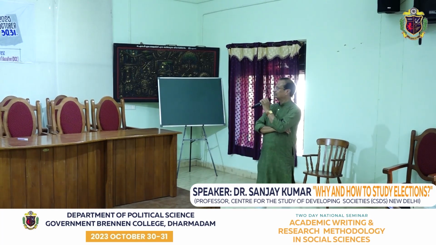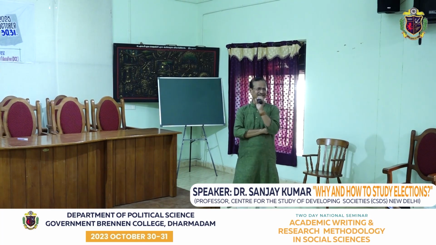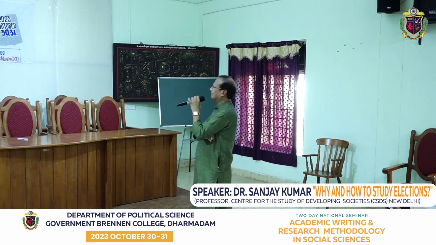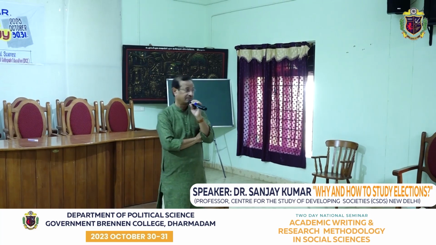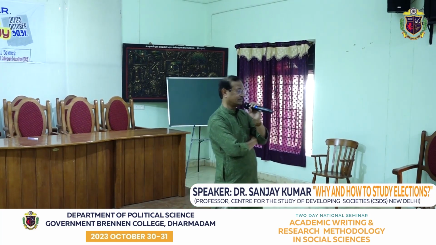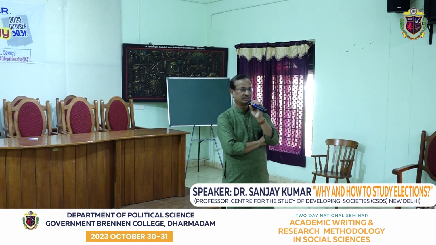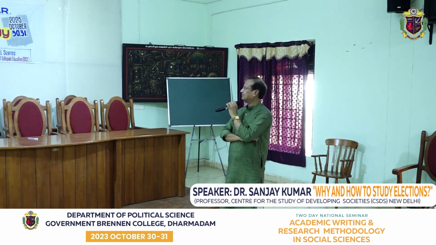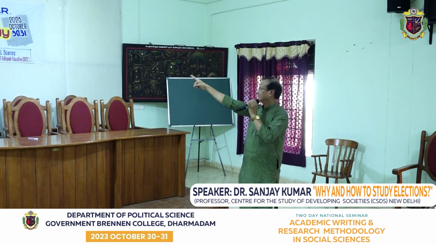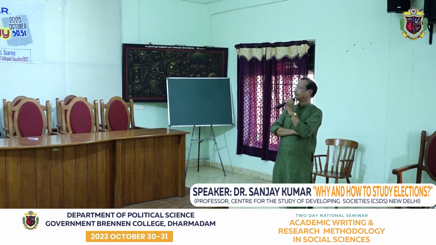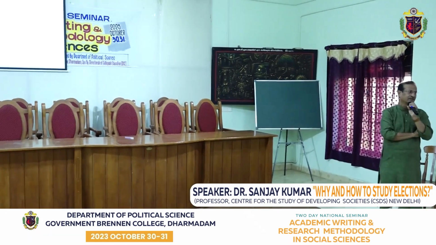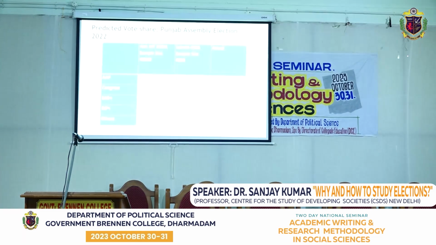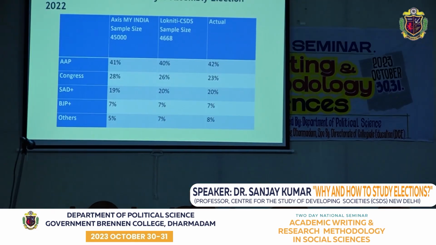So now I'm using two sample sizes, and these are all real surveys. This is one survey by a company called Axis My India, a very big company, very successful these days at making predictions about seats, which party is likely to win how many seats. Their sample in Punjab was 45,000 and our sample in Punjab was 4,668. This is what they predicted, and this was the actual result. The last column is about the actual results.